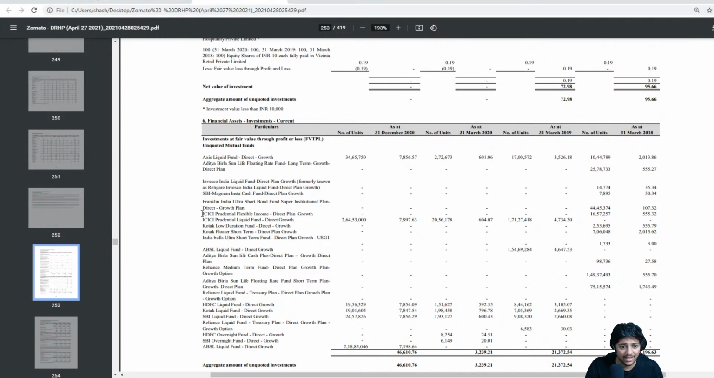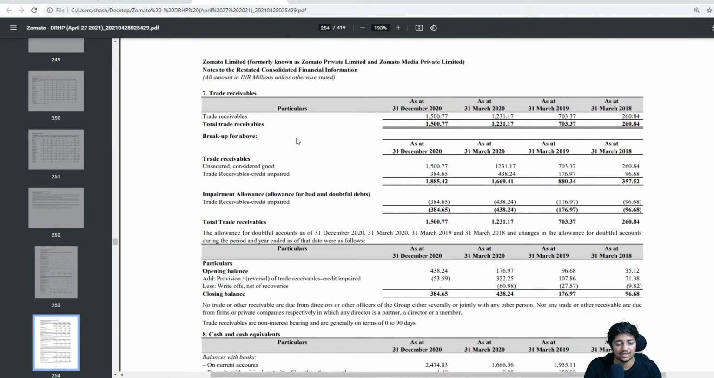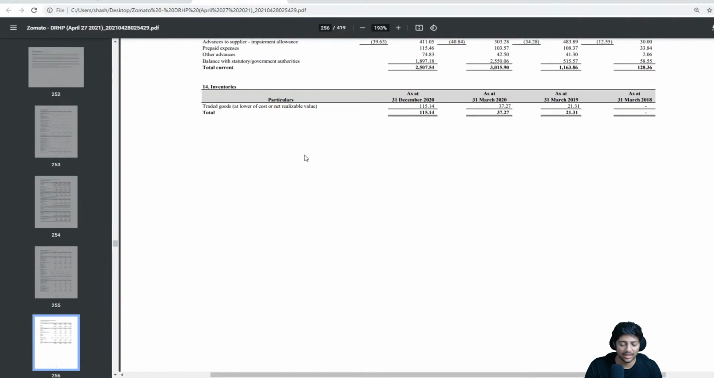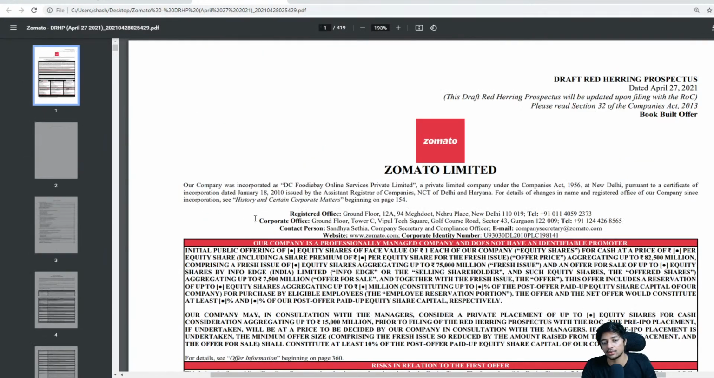See this. ICICI Prudential, Flexible Income Direct. Look at the number of plans that they're using. Look at this. They've put so much money. Look at the number of units, and they have to disclose each and everything. Okay, so everything is disclosed. This is where you see all the other details. I'm going back to home because I don't want to go too deep into it.